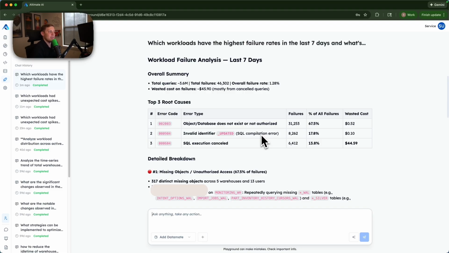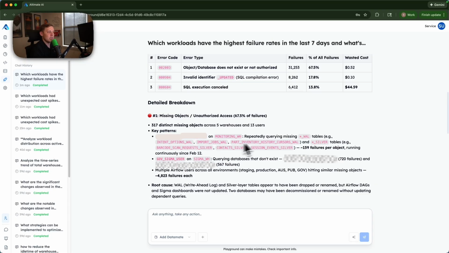The second root cause is this invalid identifier error, which is a SQL compilation error, which is 18% of all your failures. Again, not a big cost on that one, but the big cost is this 604 error code, which is SQL execution canceled, which is 14% of your total failures, but $44.5 worth of your errors, which is 99.9% of the cost on your failures this month, right? So that's a big issue.